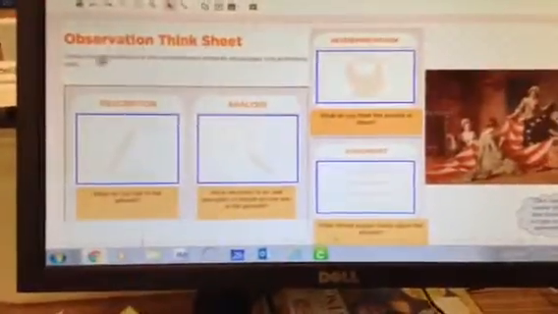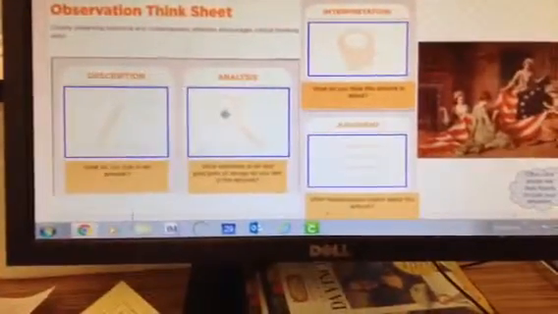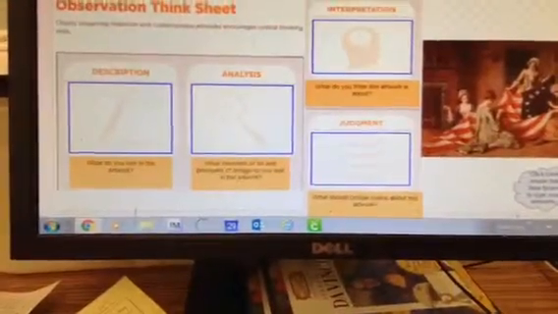So for instance, this one right here is a 5th grade worksheet, and one of the questions is, what elements of art and principles of design do you see in the artwork? So they would have to tell me in this artwork, what elements of art and principles of design are in there, if this is the question that they're working on.